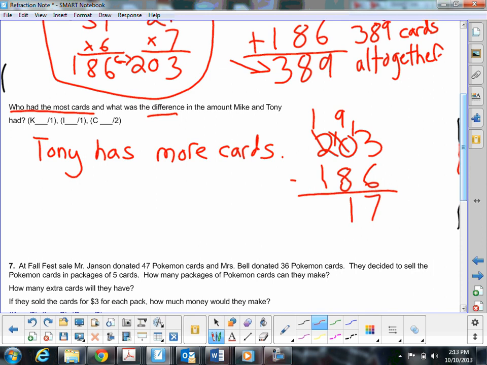9 subtract 8 is 1. 1 subtract 1 is 0. Tony has more cards. He has 17 more.